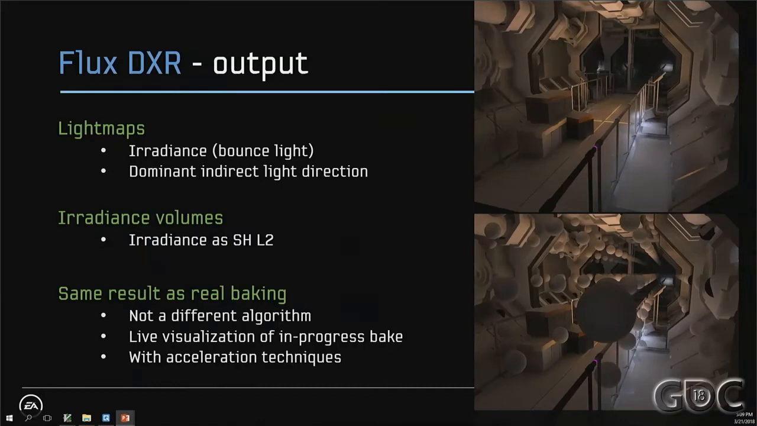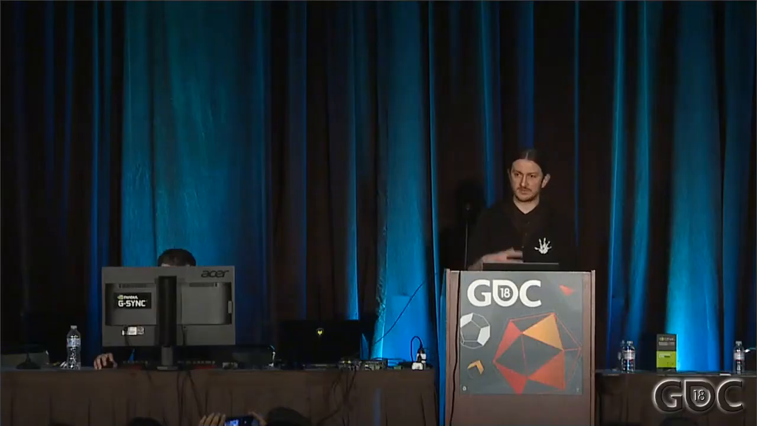And what's important to understand at this stage is that the algorithm we use to preview is the same as the one we will use when we will bake everything on GPU. It will be the same algorithm, just a progressive view of it. The only thing is we give artists a way to accelerate the preview with some techniques I'm going to describe.